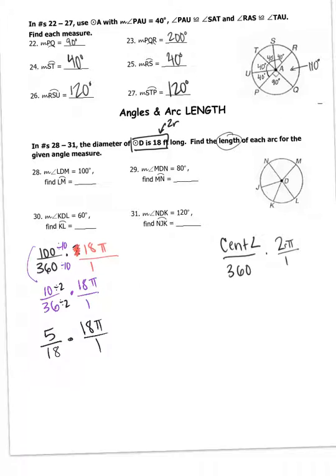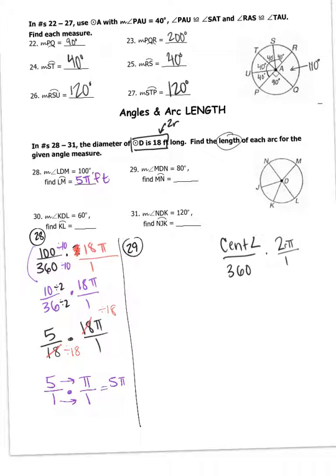You can certainly cross-reduce these two 18s if you like. Since I can reduce going sideways, just like I did reducing here, I'm going to divide the bottom left and the top right by the same number. And then finally I get 5 over 1 times pi over 1, which means when I multiply I have 5 pi over 1, so 5 pi, and we're measuring in feet, would be the length there. Let's go ahead and do 29. This was 28. Here's 29.